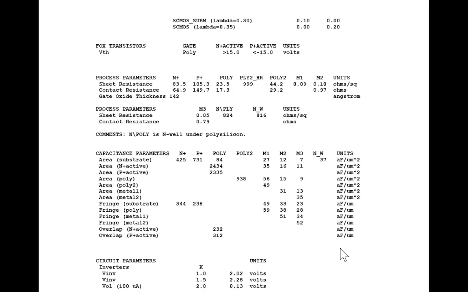Why do you think the capacitance densities go down when you go from metal 1 to metal 2 to metal 3? Because the distance is greater. The distance is greater, so we have less capacitance density.